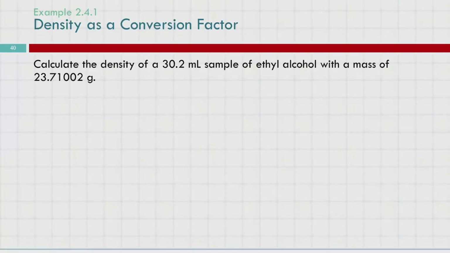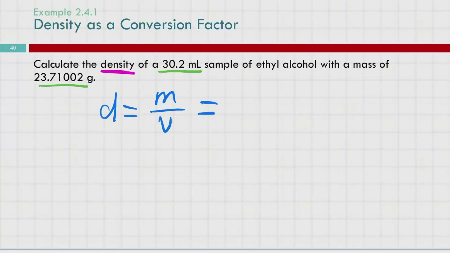Calculate the density of a 30.2 milliliter sample of ethyl alcohol. That's the stuff you can drink, the one you'd go out to a bar for, with a mass of that many grams. So we're given milliliters, we're given grams, and we're finding density. Our formula for density, D equals M over V, where M is mass, V is volume. It's as simple as plug it in.